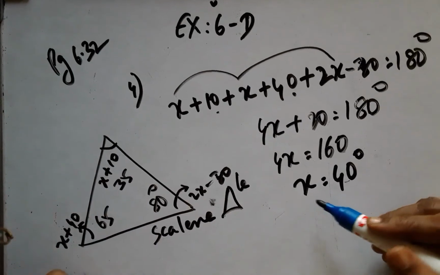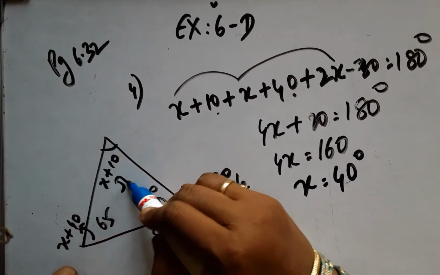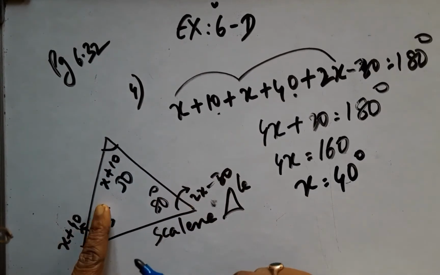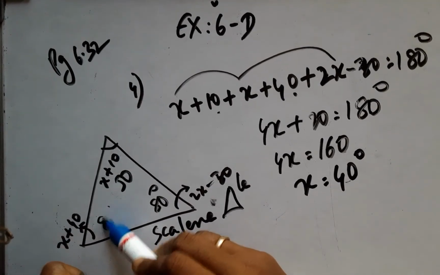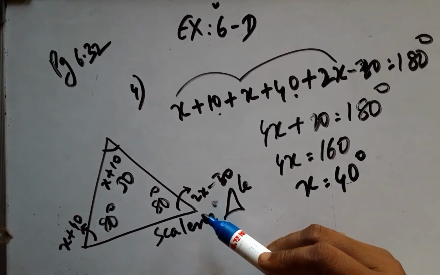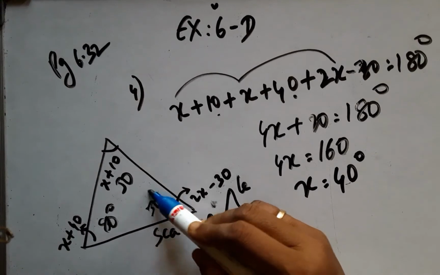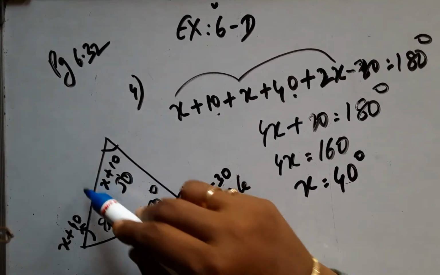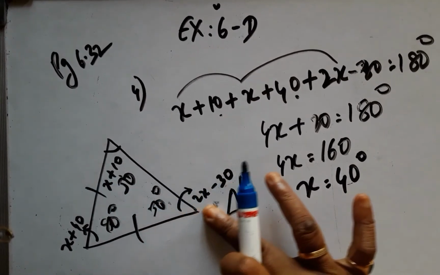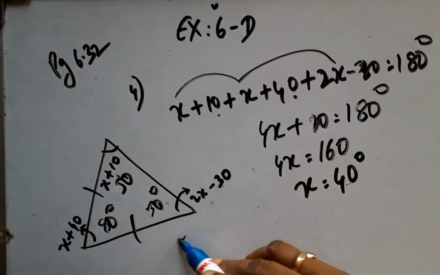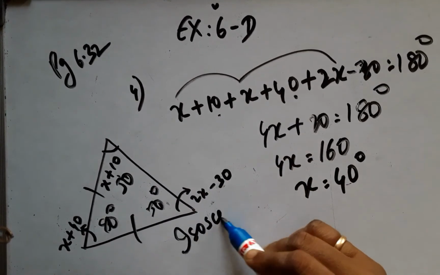Now let me do it again. This will be 50, this will be 80, and this will be 50. If two angles are equal, obviously the opposite sides will also be equal, and the triangle would be an isosceles triangle.